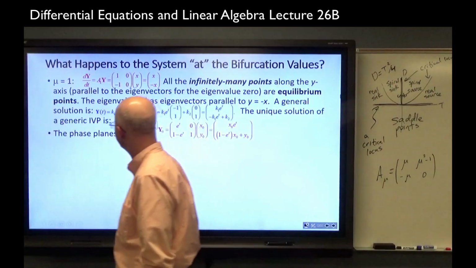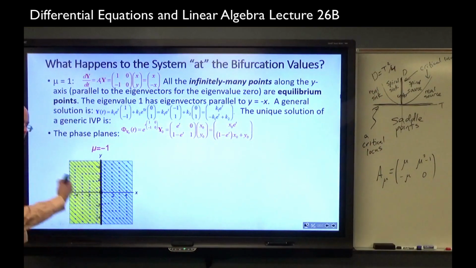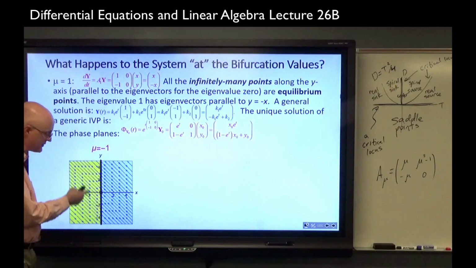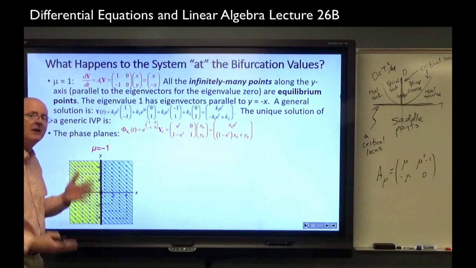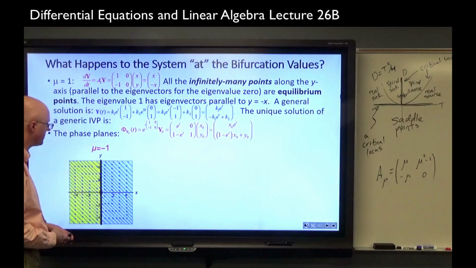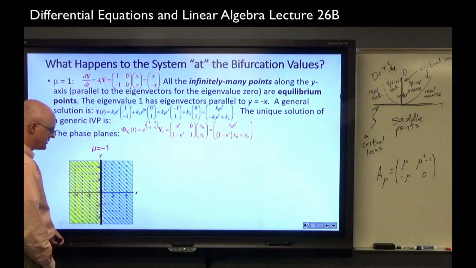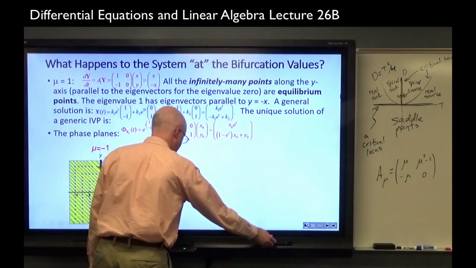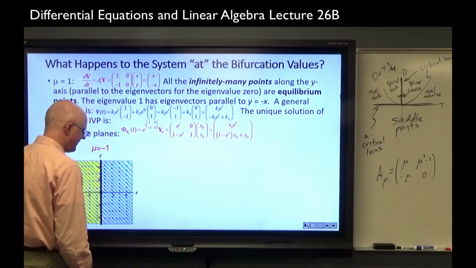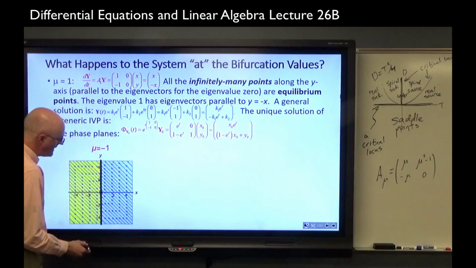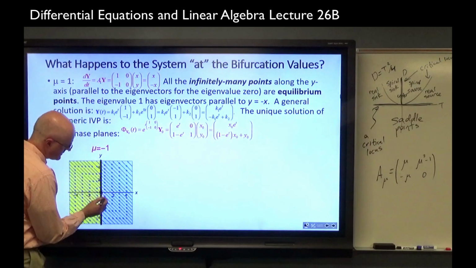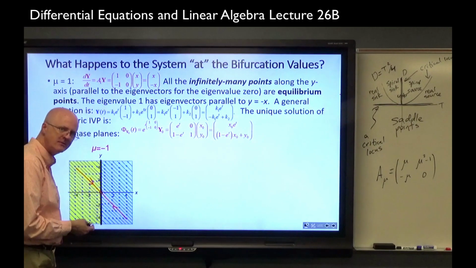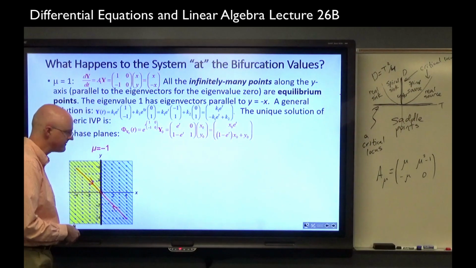Here are the pictures. This is mu equals negative 1. That's the first case. The y-axis consists of infinitely many equilibrium points. I had Mathematica draw finitely many there, but you should realize in your mind every point on the y-axis is an equilibrium point. All the other solutions head toward the y-axis as t increases. There is one straight line solution that heads straight toward the origin. It's right about here. And that does correspond to that other eigenvector, 1, negative 1, that went with the eigenvalue negative 1.